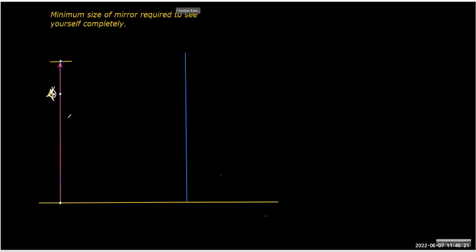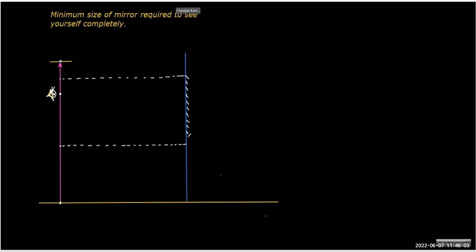So the light ray must reach here from leaving the tip, and leaving the bottom coming to the eye level. So from the law of reflection, the mirror must be at the midpoint of the eye level and the bottom. So some mirror must be present here. And the other portion of the mirror which we need is the mid of the eye level and the tip of the head. So any mirror below and any mirror above is like a kind of bonus. It's not required because to see the full image, we at least need mirror between these two portions.